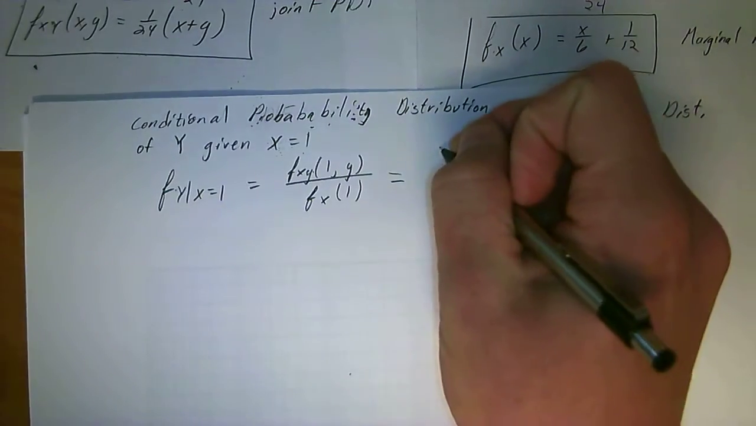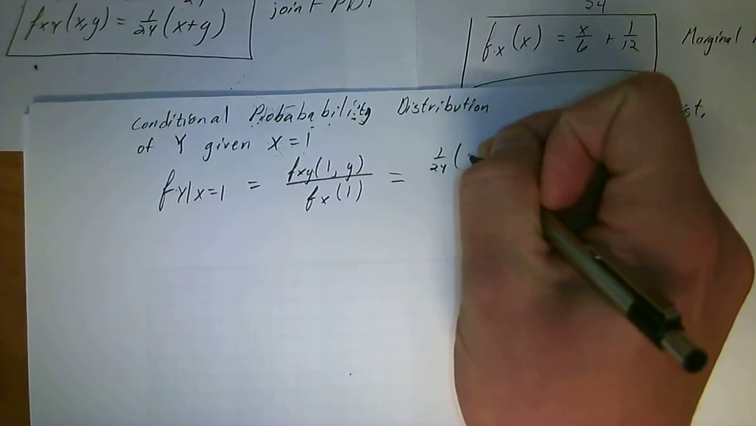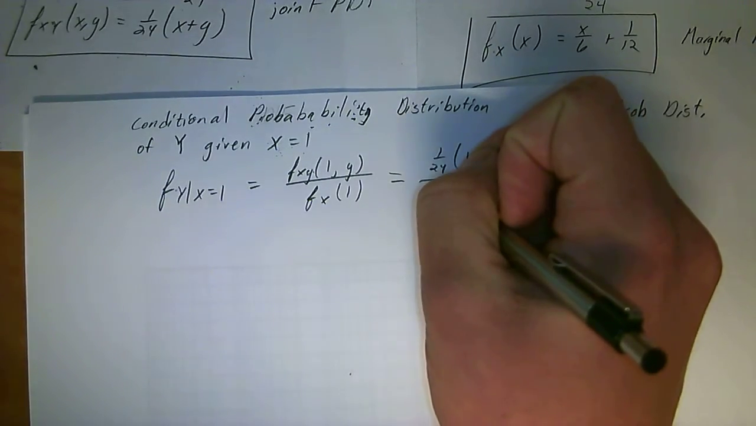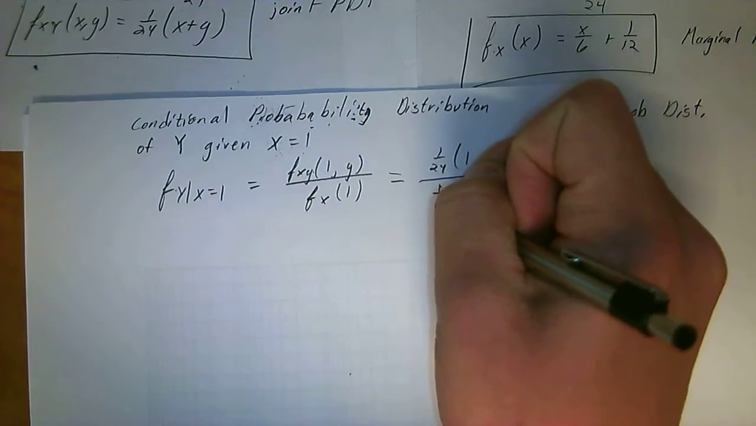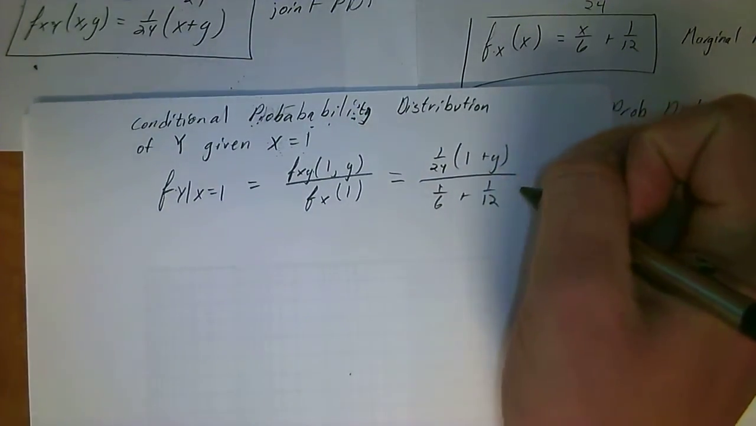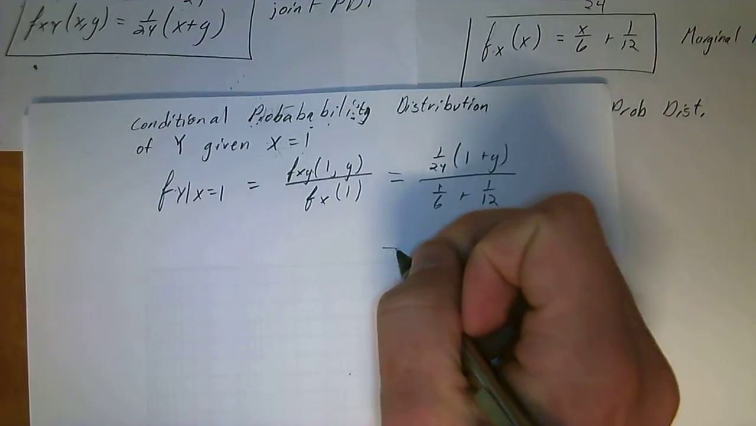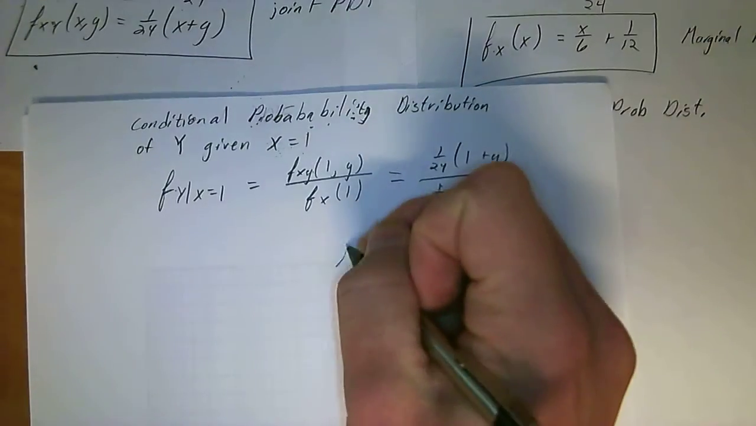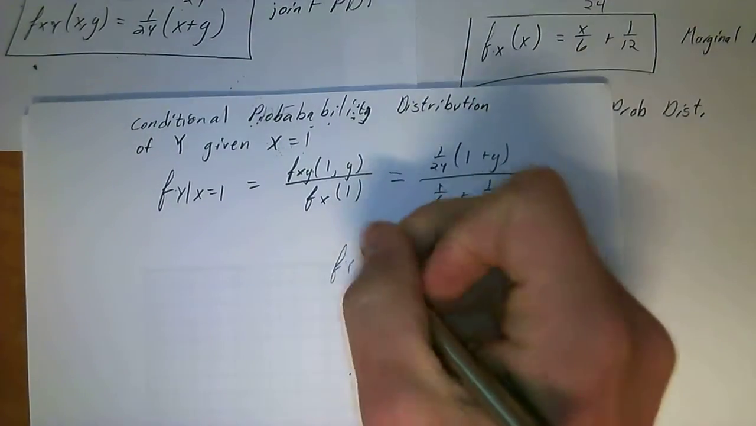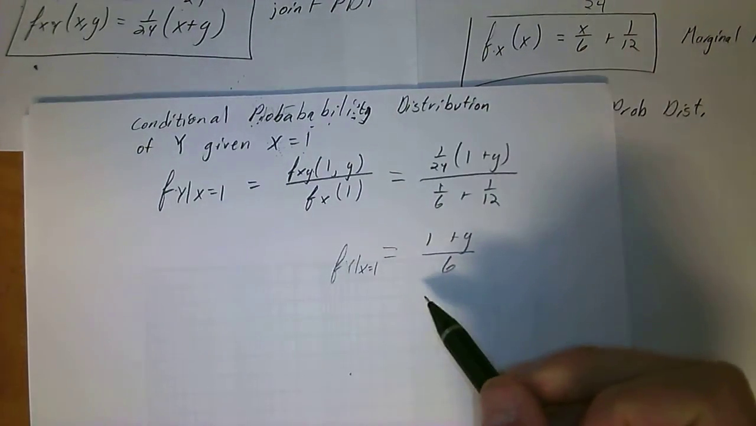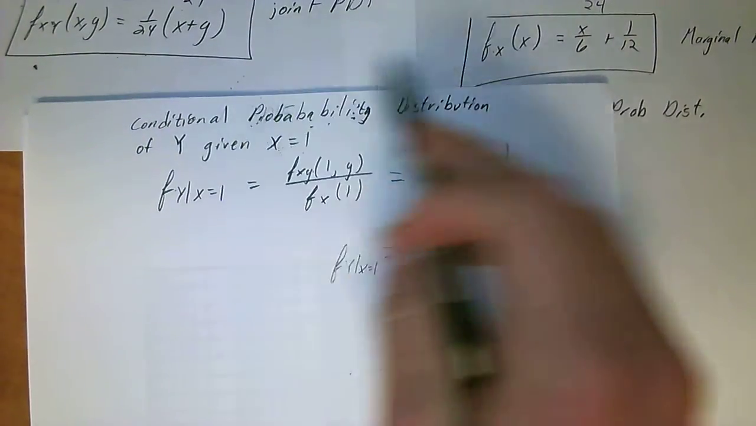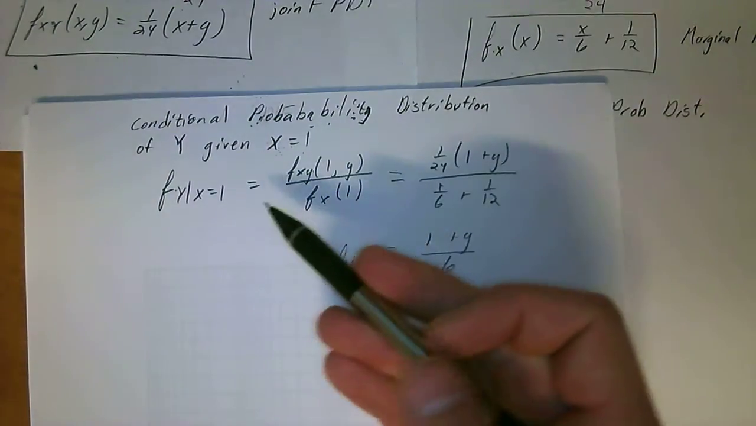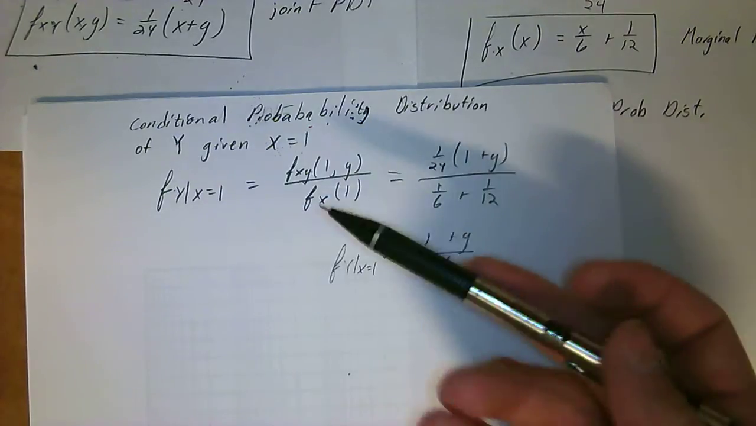So going into this, we've got 1 over 24 of 1 plus y, all over 1 over 6 plus 1 over 12. And if you go ahead and solve this out, do some simplification, you end up with 1 plus y over 6 is equal to f of y given x equals 1. That's all there is to it. The only hard part is doing the integral for this one and the integral for this one to find these two equations. But then this one falls right out because all you have to do is sub in what the value of x is. And then you have your conditional.